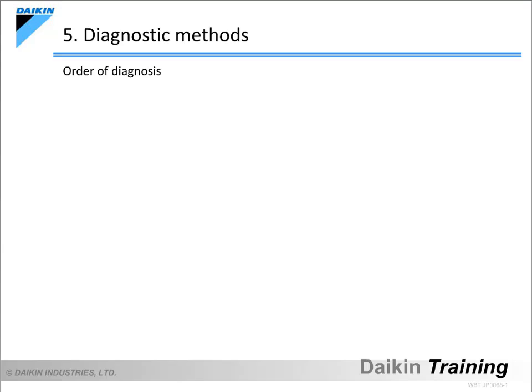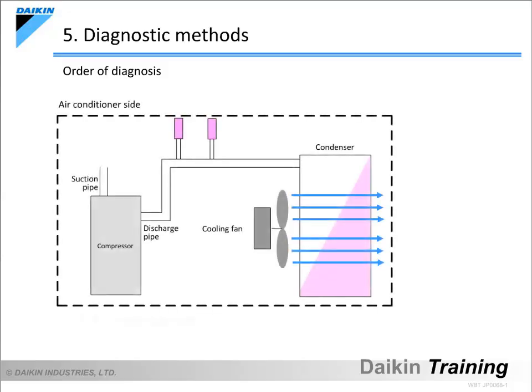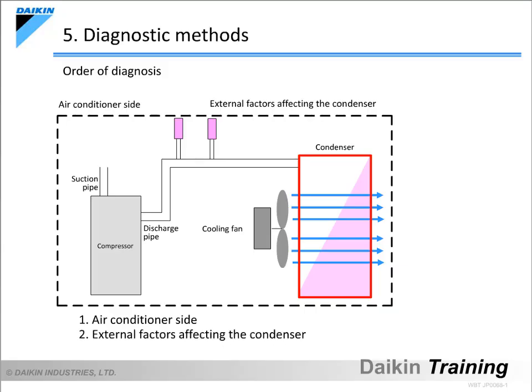When the E3 malfunction code appears, the first step is to diagnose the air conditioner side, such as the fan, motor, high pressure switch, sensor, and refrigerant circuit. The next step is to check whether there are any external factors affecting the condenser that conducts heat exchange at a high pressure.